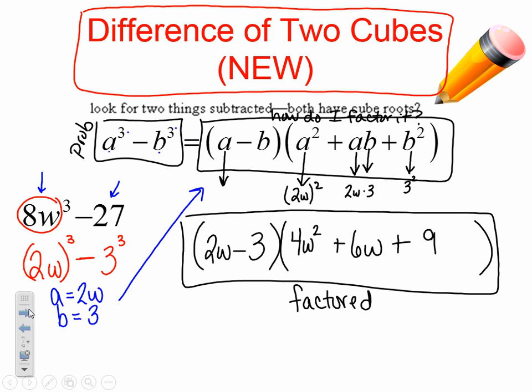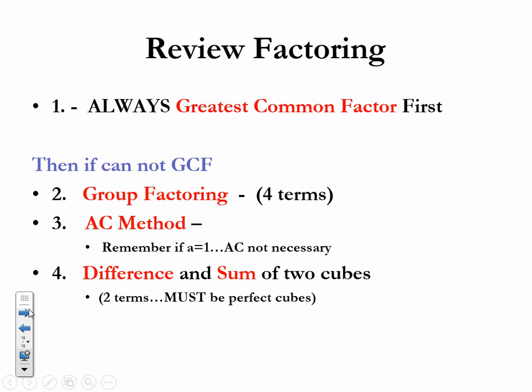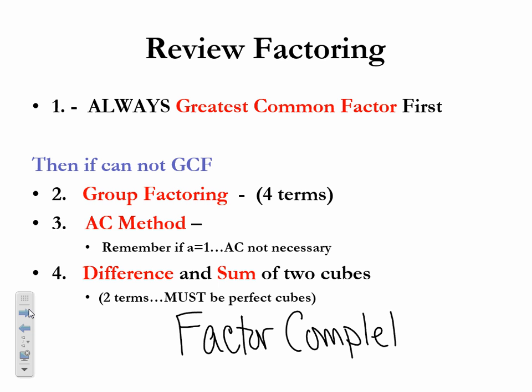Okay, so those cube patterns are new to us. They're brand new. We did not have them in our original notes. So just kind of an overview. Remember that you need to know about the greatest common factor. Take that out first, and then we look for those other methods we can use to factor, and our end goal is to always factor completely, all the way down. Do not stop. Keep going until you cannot break it apart anymore.